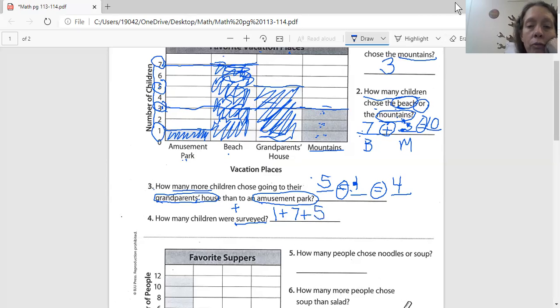Am I done or do I have one more? Oh, I have one more. I better put another plus sign here. Look at mountains, all the way to the top, all the way to the edge. My answer is 3. Do I have any more? Nope, I'm all done with my graph. So now I get to put my equal sign there.